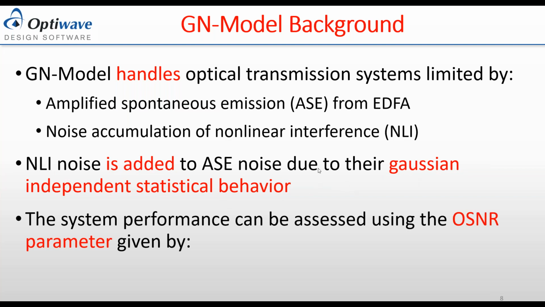Once we assume that the ASE noise and the nonlinear interference noise are added, the calculation of the OSNR of the system is easily done using the relationship of the power of the channel divided by the noise created by the ASE and the nonlinear interference.